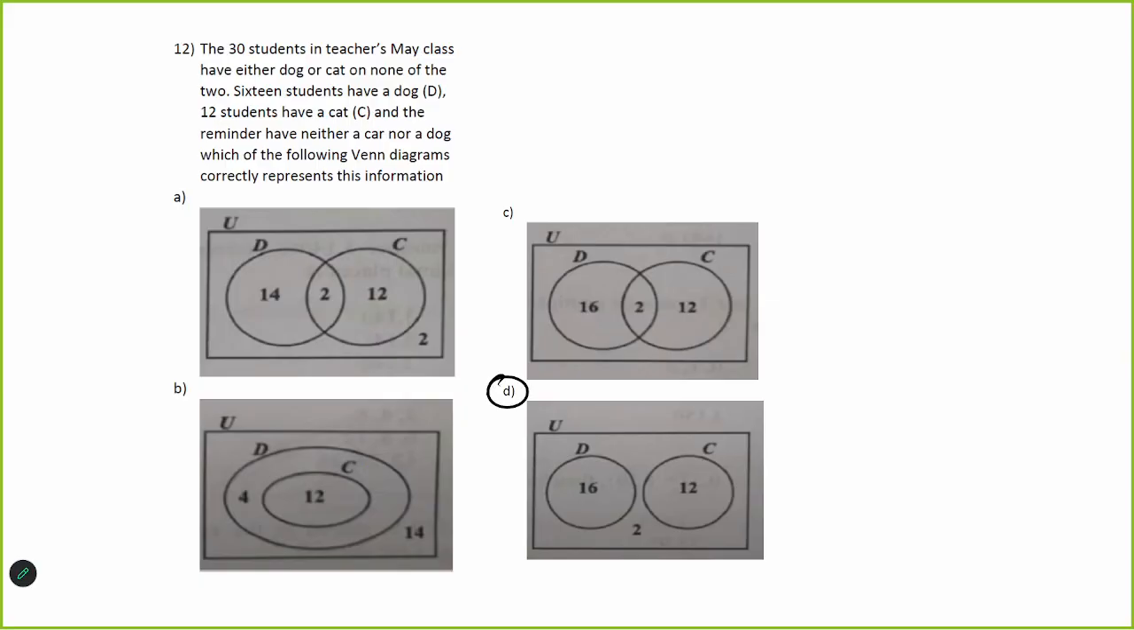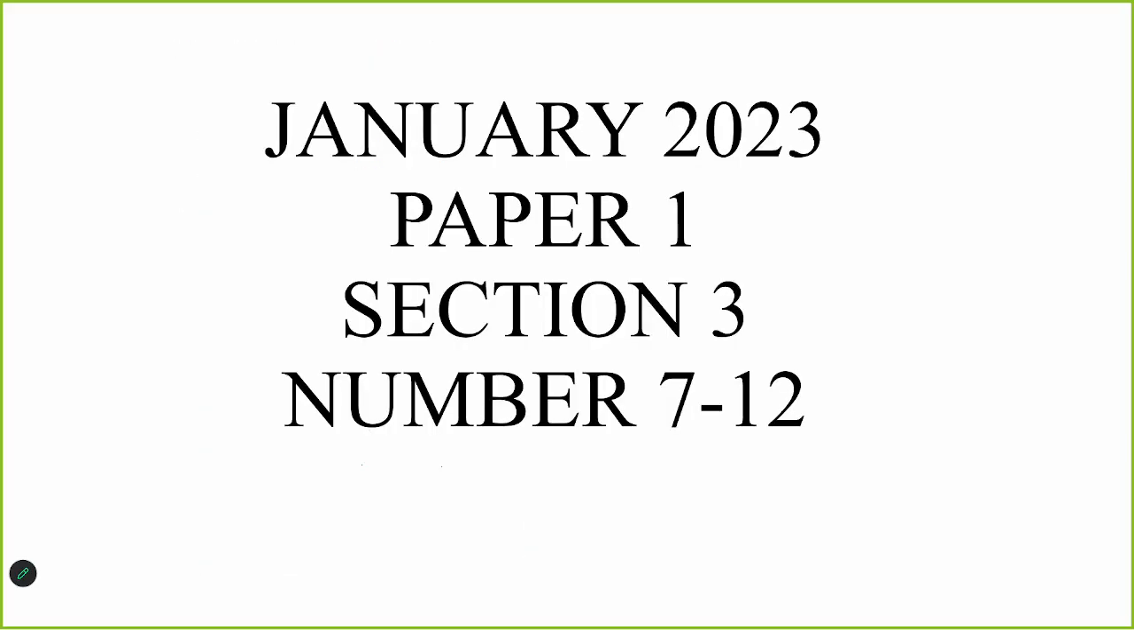Do you understand why it's D? Because they're saying they neither have a cat nor a dog. So they don't, either they have a cat or a dog, but none of the two. And that's the end of this.